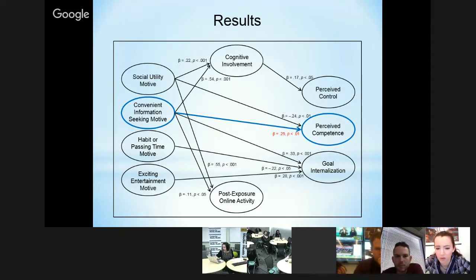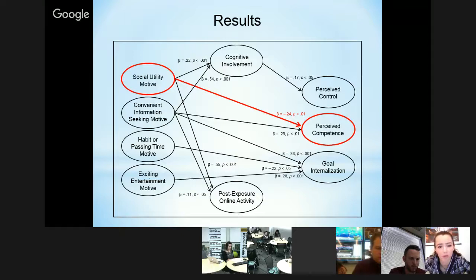Convenient information-seeking motive was positively related to perceived competence. This finding indicates that users who utilize YouTube for searching for specific health information are likely to feel knowledgeable about healthcare, given that they would benefit from the vast amount of free health information available on YouTube.